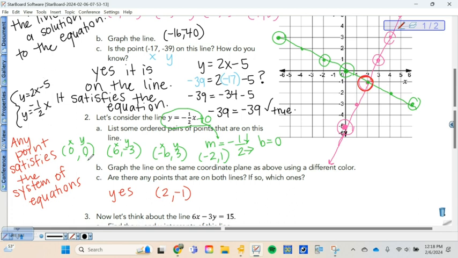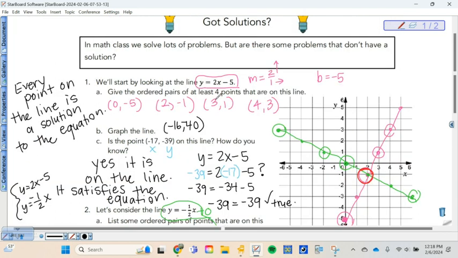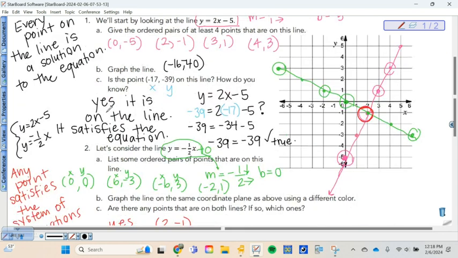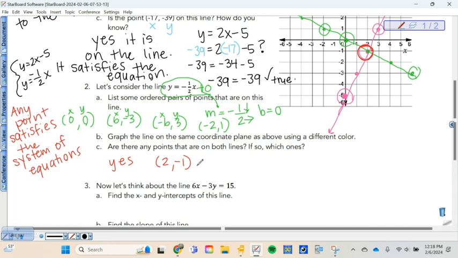These green points here are only going to work in this equation. And all the pink points, except for that one, would only work in the top equation. It's only 2, negative 1 that works in both equations. All right, now we have this third line here: 6x minus 3y equals 15. How do I go about graphing that?